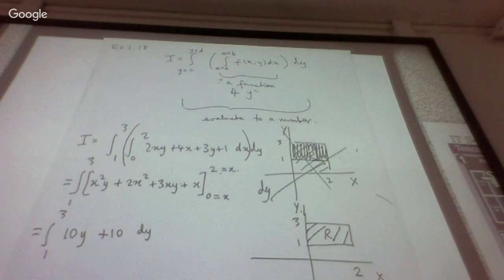Okay. So this now just looks like an old familiar one-dimensional integral that we integrated without too much bother. So we've got 5y squared plus 10y, and then that needs to be evaluated at 1 and 3. So it's going to be 5 times 9, 45 plus 30, minus 50. 60.